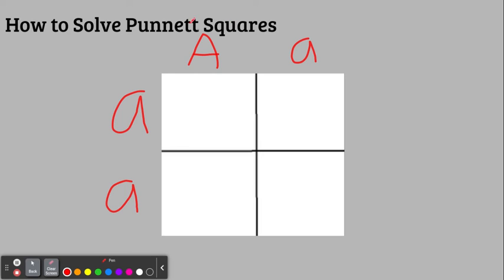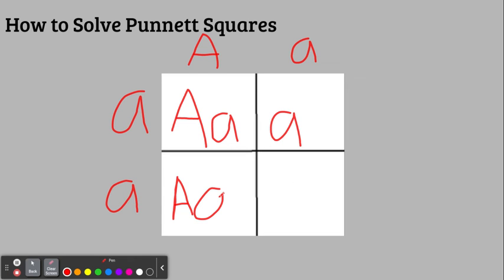You always want to make sure the dominant gene, the capital letter, is first. So we're going to bring the capital one down and bring it down here as well. And then we're going to bring this letter over this way. And we're going to bring this one over. We're going to bring this one down.